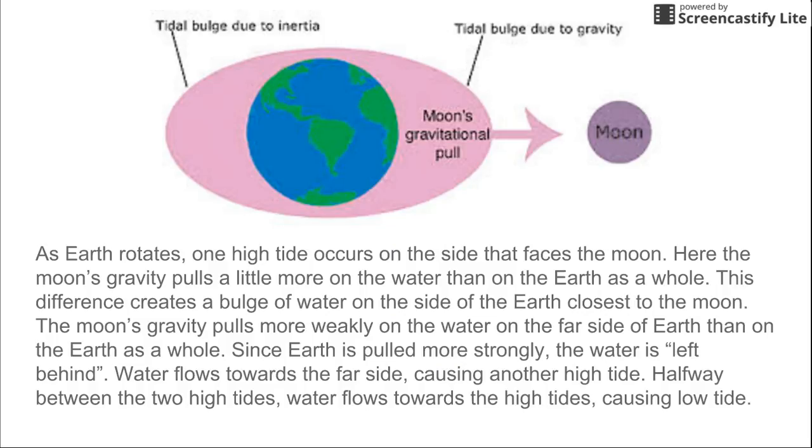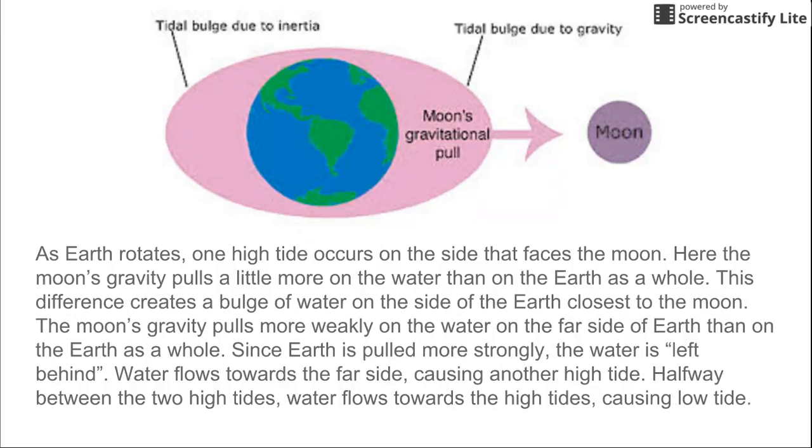As Earth rotates, one high tide occurs on the side that faces the moon. Here, the moon's gravity actually pulls a little more on the water than on the Earth as a whole. So it's pulling on the water instead of the actual entire Earth. This difference creates a bulge of water on the side of the Earth closest to the moon. The moon's gravity pulls more weakly on the water on the far side of the Earth than on the Earth as a whole because the distance is greater.